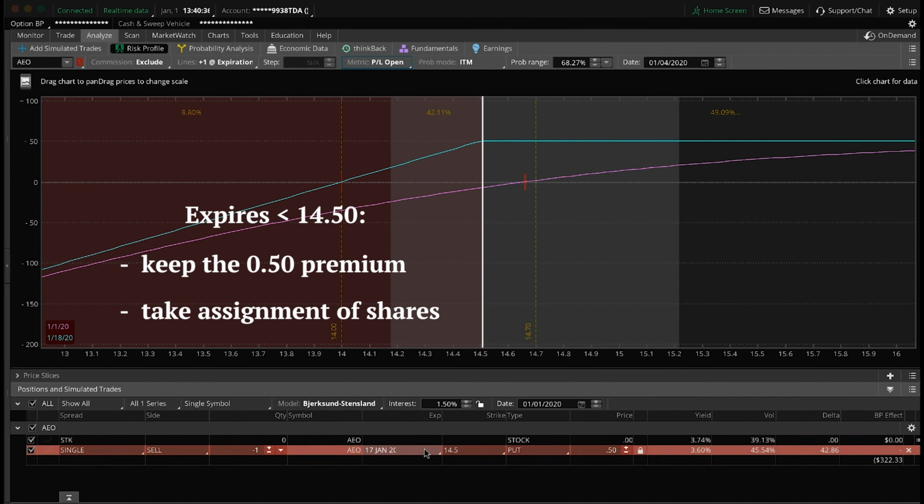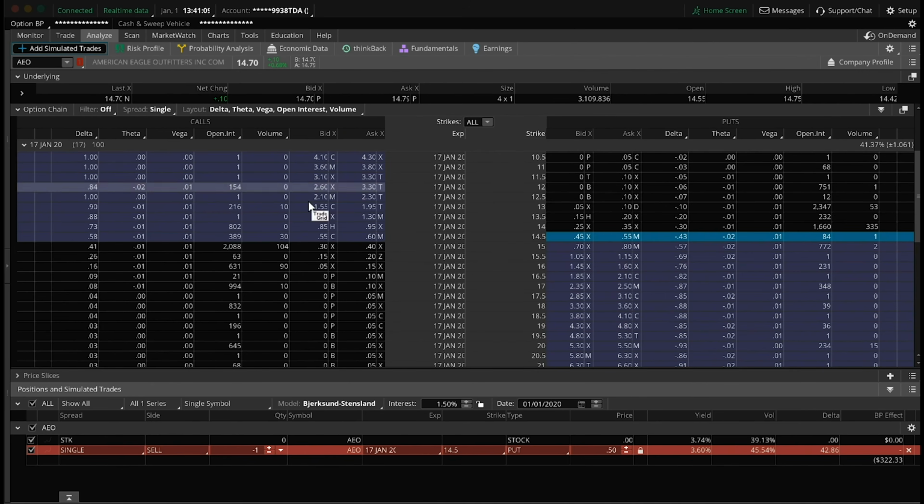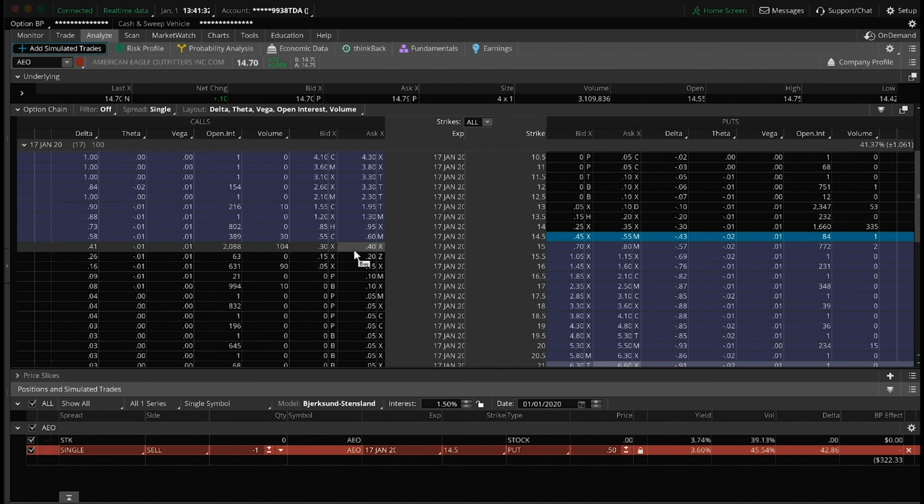If, however, on expiration, AEO expires below $14.50, at that point we would either close the trade right before expiration or possibly take assignment of the underlying shares. This is why it's always important to reserve the full capital required to do that, because you could initiate a second stage of this trade, which would essentially mean that we hold the shares at $14.50, and then we could turn around and sell covered calls on that position for the next monthly expiry. That would bring in even more premium. So while the initial trade might bring in 50 cents, by taking assignment, we could actually use those shares to generate even more premium and actually build a higher rate of return in the long run.